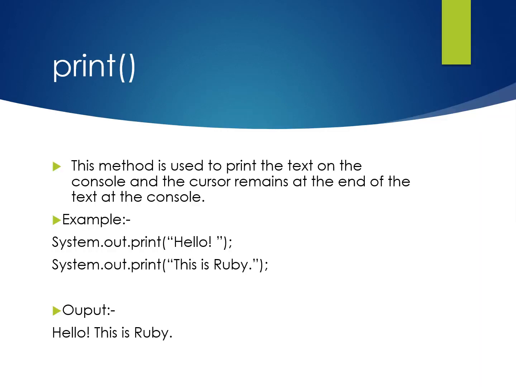In print, this method is used to print text on the console and the cursor remains at the end of the text on the console. For example, System.out.print("Hello! ") and System.out.print("This is Ruby"). The output will be Hello! This is Ruby in a single line, as print does not move to the next line. Notice that I have given a space after hello and the exclamation sign, so that's why a space comes after hello. Otherwise, if you don't give the space, it will be combined with the next print statement.